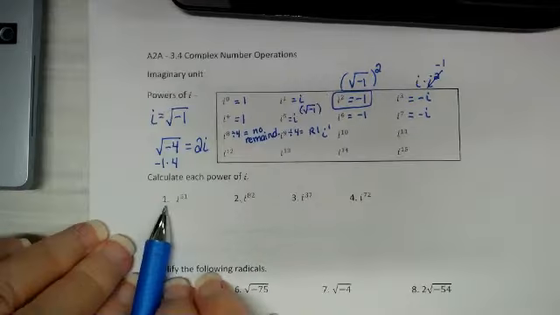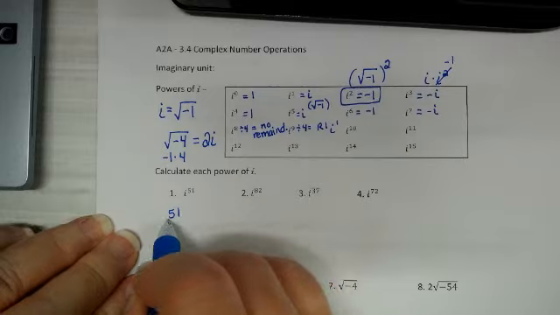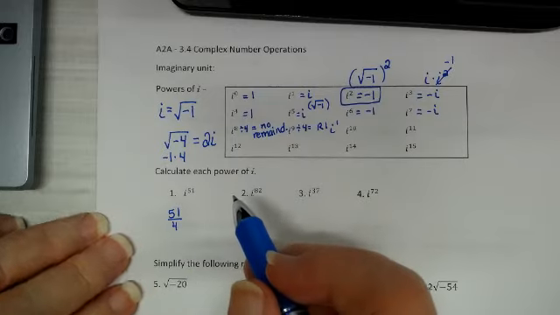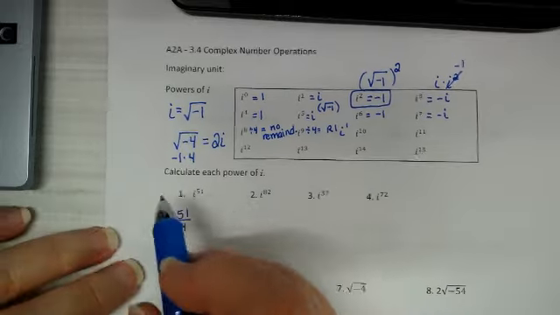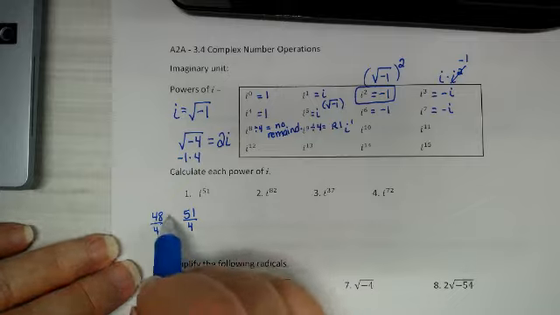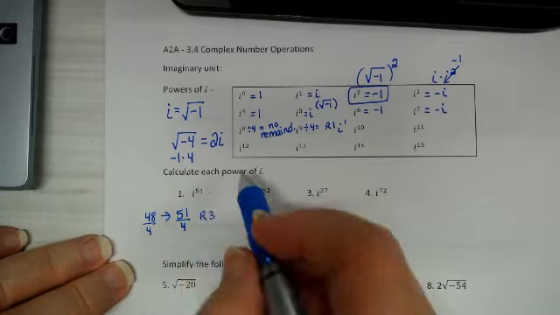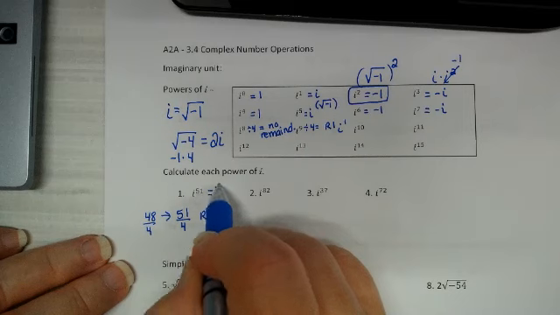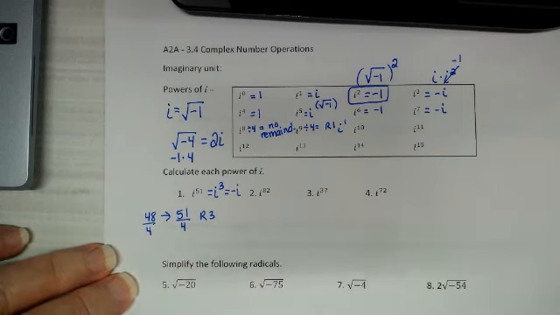So let's take a look at these. i to the 51. All right, if I do 51 divided by 4, it doesn't really matter what it is. It just matters what the remainder would be. So if you're thinking, well, I know 4 goes into 48 evenly, and that's 3 higher, so that would be a remainder 3. So i to the 51 is equal to i to the third, which is -i.